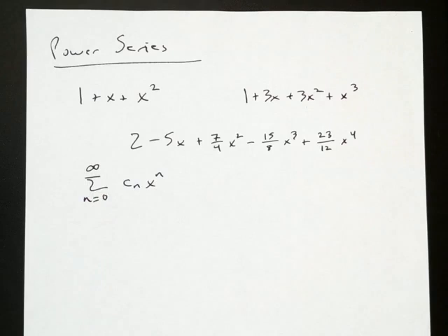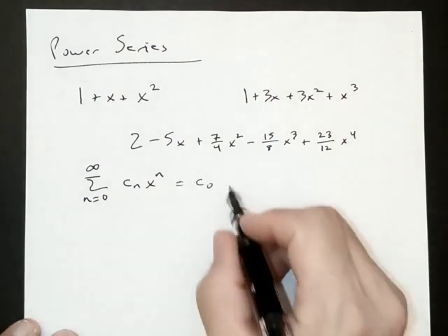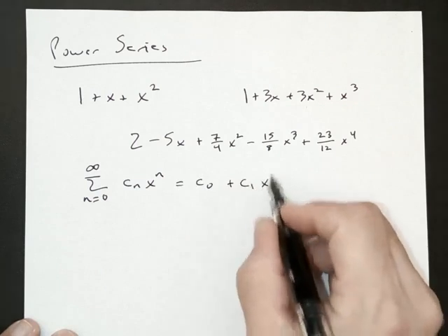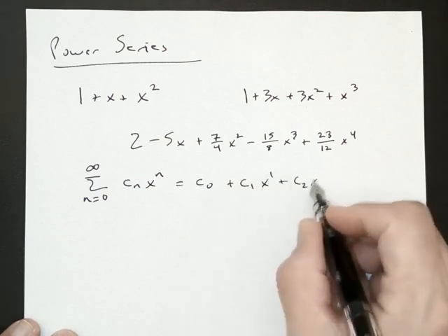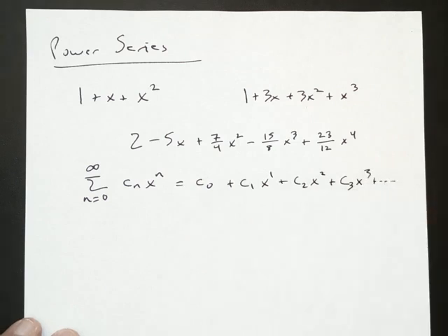Notice that that series is indexed to start at 0, which means we start with an x to the 0th power, which is just a number. And then I have some coefficient of x to the first, some coefficient of x squared, some coefficient of x cubed, and so on ad infinitum. Now the c's are numbers, they're coefficients.